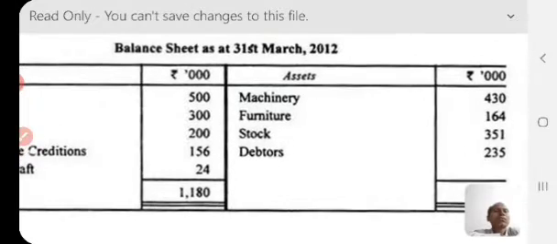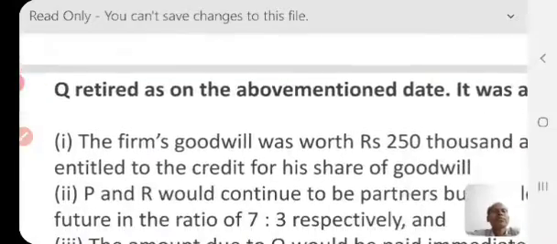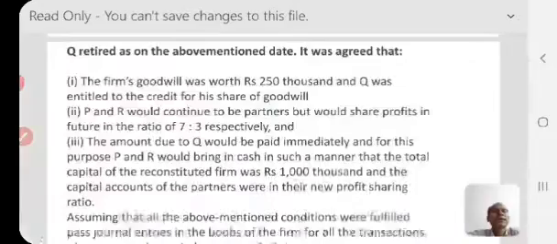Now, machinery 430, furniture 164, stock 351, debtors 235. Total on both sides is 1,180,000. These are the adjustments.